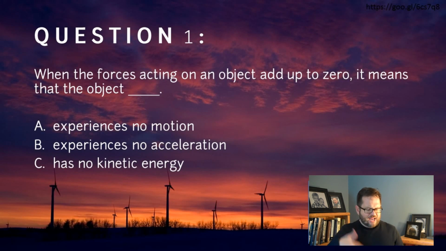But before we get there, I want to ask a couple of background questions that tie back to the first module of the course, but will be information that you need to remember as we move forward into the next part of this lecture. All right, so here's question 1. When the forces acting on an object add up to 0, it means that the object blank: A, experiences no motion, B, experiences no acceleration, or C, has no kinetic energy. What does it actually mean if we can say the forces acting on that object add up to literally 0? Make a choice from those 3 options, and then we'll get some feedback before you move on to question 2.